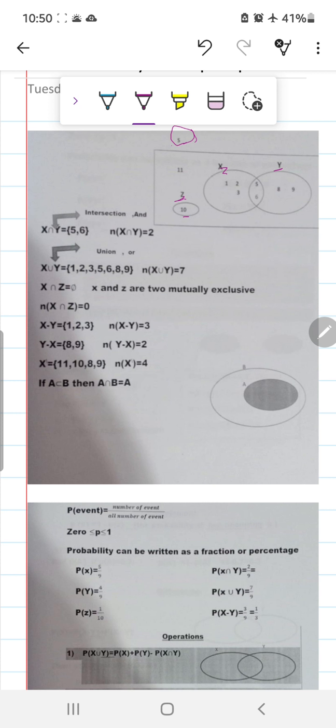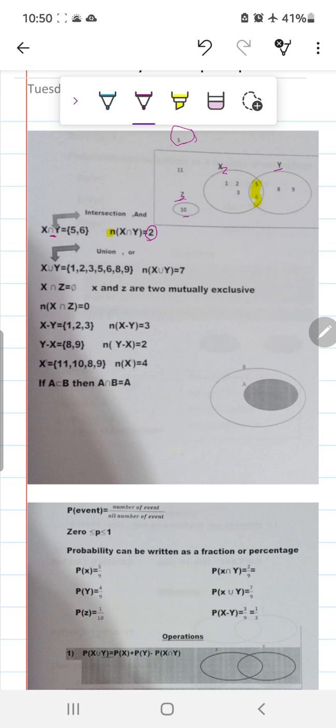Okay, first we know the intersection here, X intersection Y. It means the common elements between set X and set Y, which are in this region, 5 and 6. So X intersection Y equals {5, 6}. And the number of X intersection Y, what is the meaning of n here? It means number. Here, X intersection Y, how many elements? 2 elements. So n(X intersection Y) equals 2.